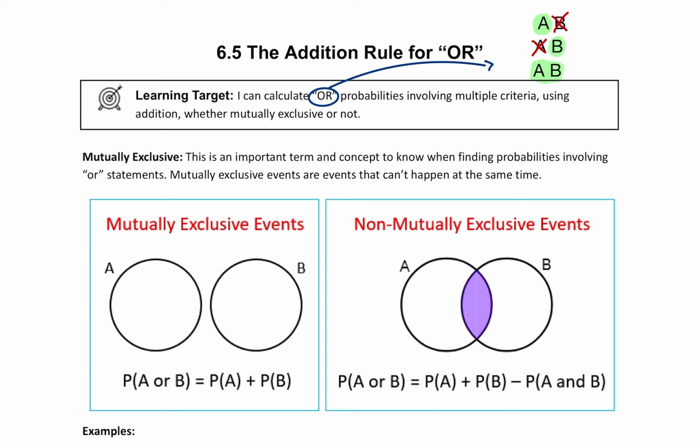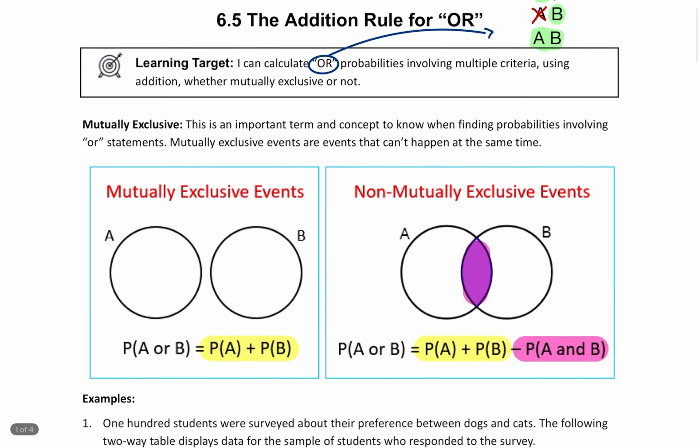So when we're doing OR probabilities, if we have a mutually exclusive event, we're going to take the probability of A and add that to the probability of B. That's all we're going to do. If they're not mutually exclusive, then we're still going to add those two probabilities together, but we're going to do another step here and subtract what they have in common, or this intersection right here.